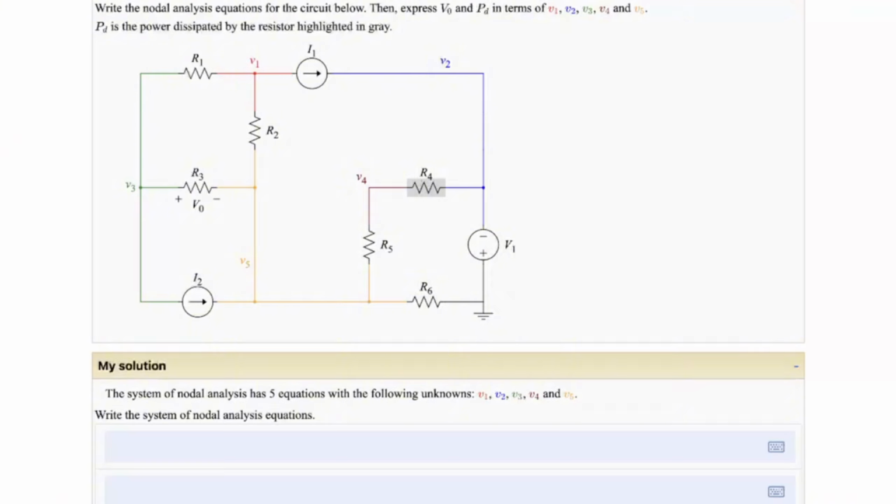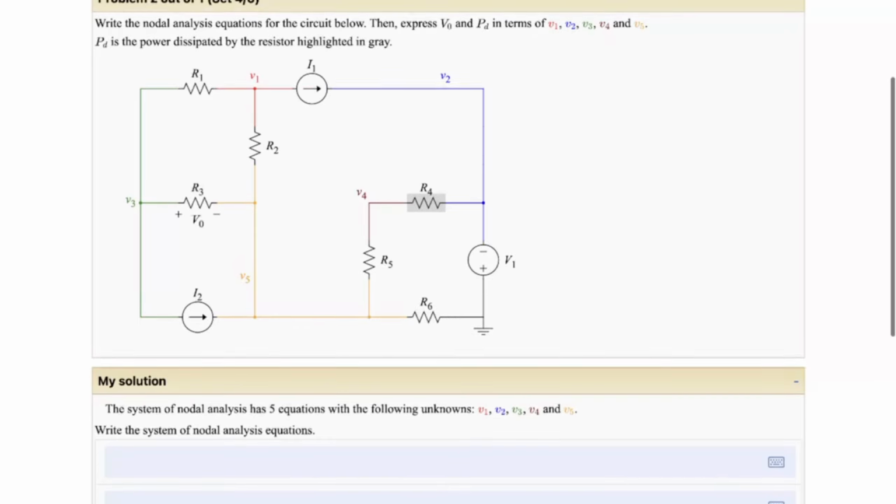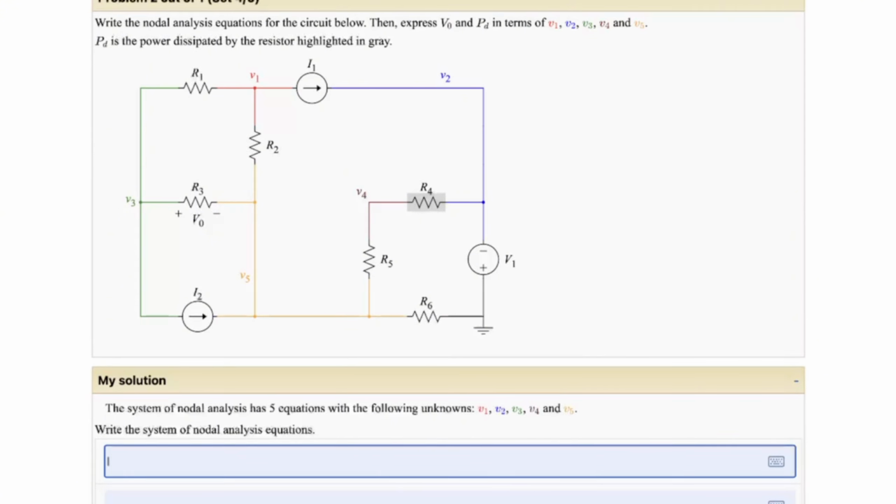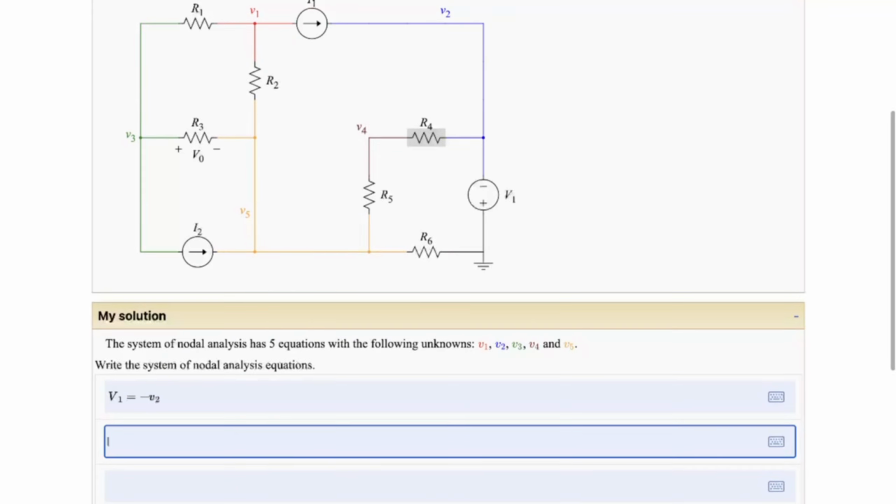First step would be to look to see if there are any voltage sources, and it looks like we have one roughly in the bottom right of the circuit, V1. And that's connected to V2 and the reference node. So V1 equals, with the positive terminal on the bottom, the reference node's potential minus V2's potential. In other words, 0 minus V2, in other words, just negative V2. So V1 equals negative V2.